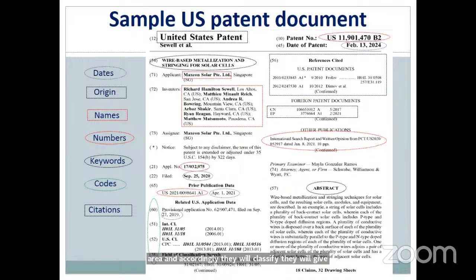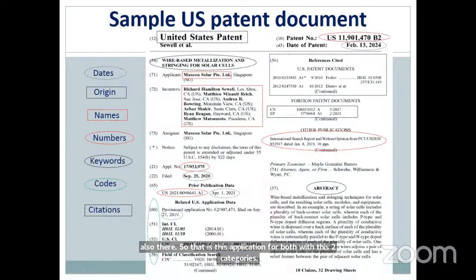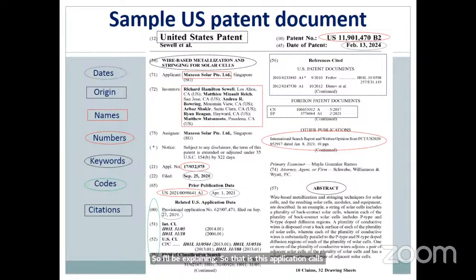Here in this sample document, they have given H01L31/05. I will be explaining what all these indicate. Now you can identify that it comes under the major classification of H. Not only a single code, two international codes are also possible, that is, the application falls under both categories. H indicates electricity. You can see that the solar cell, the main concept, deals with electricity. That's why it falls under the H category.